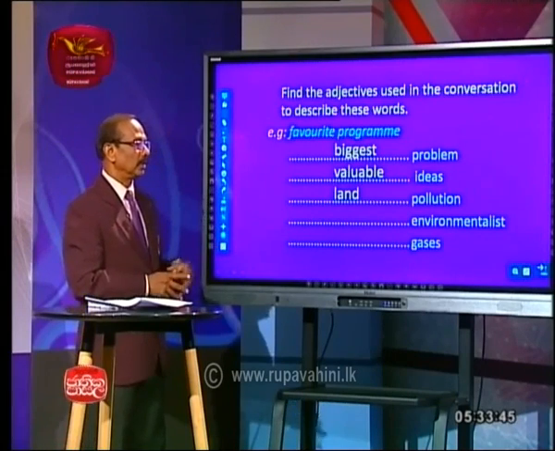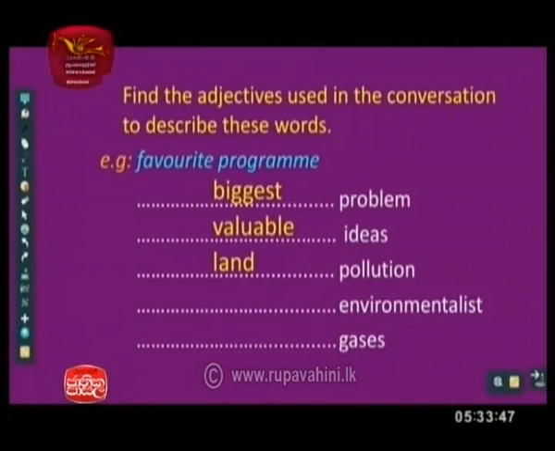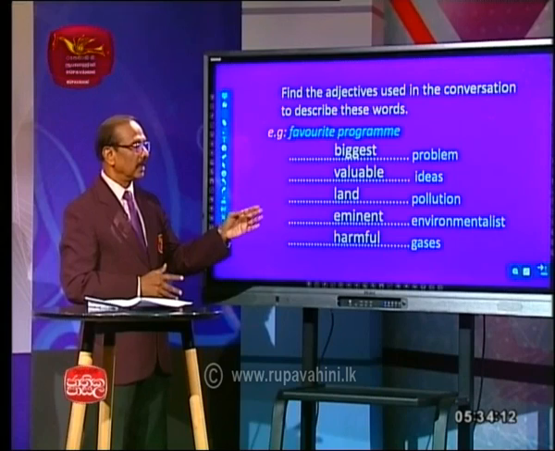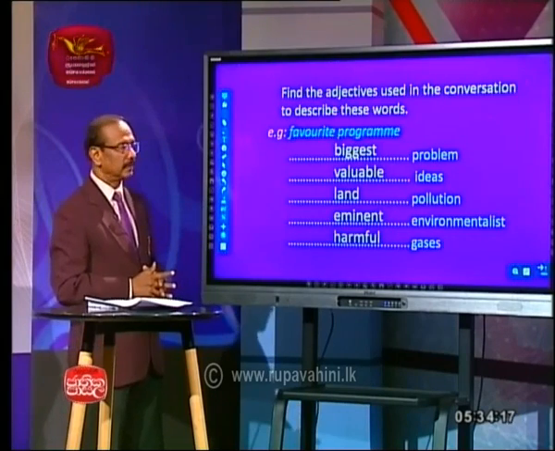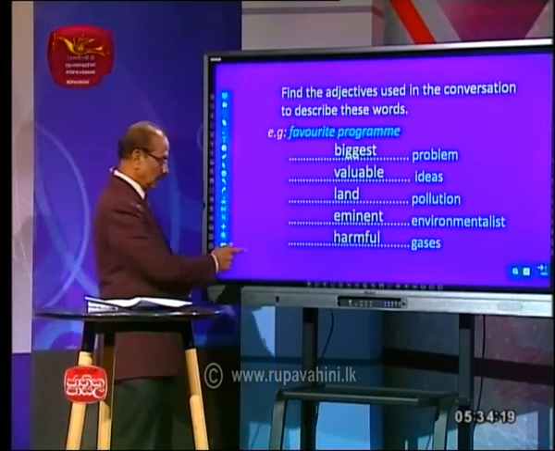Then pollution, land pollution, or you can use environmental pollution, or water pollution or air pollution, one of them can be used. Then environmentalist, eminent, quite prominent, very clever, eminent environmentalist. Gases, harmful gases. So, you can see biggest problem, valuable ideas, land pollution, eminent environmentalist, harmful gases. Now, let us move on to the next activity.